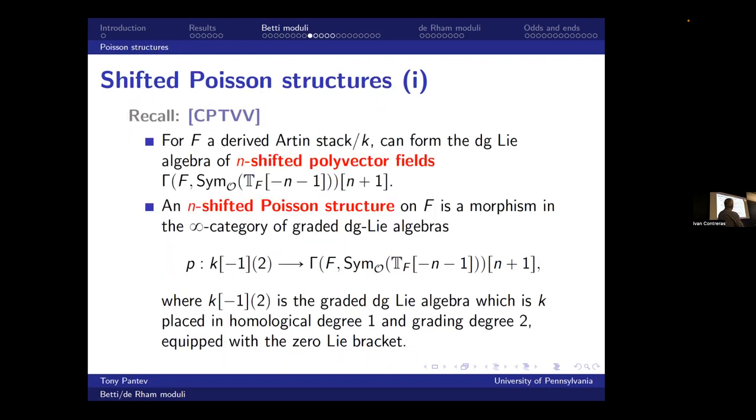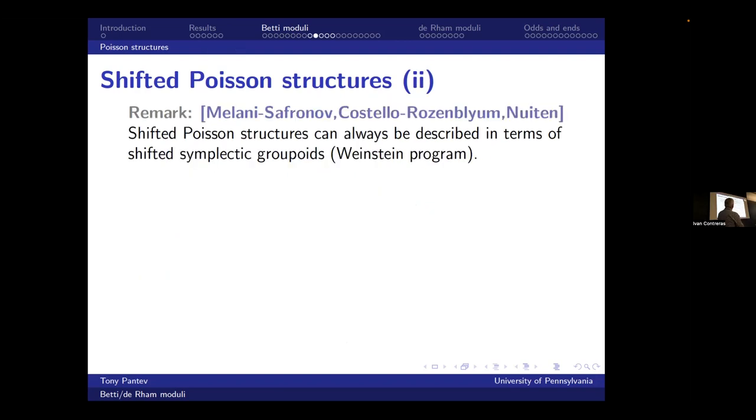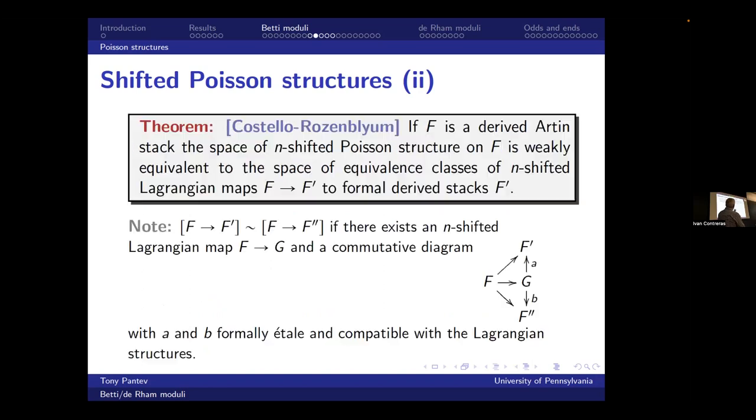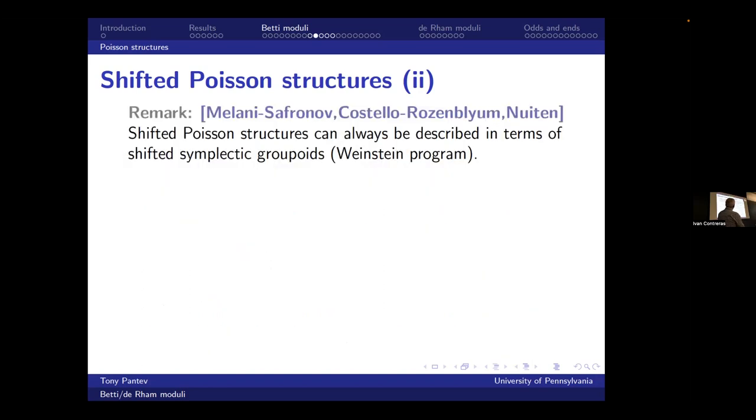And for the Poisson structures, you just need to, okay, so I think this is not going to make any sense. This is just the definition of a Poisson structure, but I'm not going to go through it. But there is a theorem which says that shifted Lagrangian structures give you shifted Poisson structures. And there is actually a partial converse to this theorem when you formalize the notion. We look at formal shifted Poisson structures, which was proven by Calaque, Pantev, Toën, Vaquié, Vezzosi.